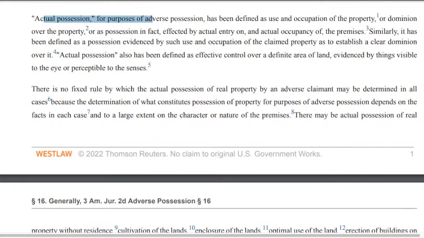Generally, some more here. Actual possession for purposes of adverse possession has been defined as use and occupation of the property, or dominion over the property, in fact, effected by actual entry on and actual occupancy of the premises. Similarly, it has been defined as a possession evidenced by such use and occupation of the claimed property as to establish a clear dominion over it. Actual possession has been defined as effective control over a definite area of land. Actual possession, you get that? Effective control over a definite area of land, evidenced by things visible to the eye or perceptible to the senses. Wow, that's some pretty good stuff there. Yeah, possession or holding is defense of the property. Exactly.